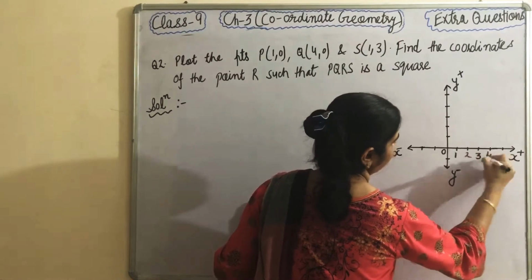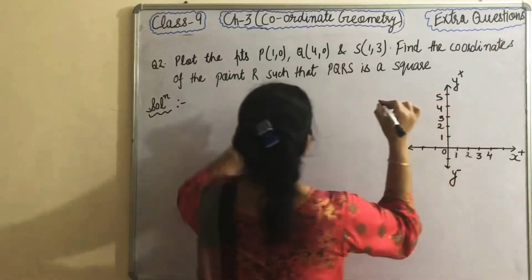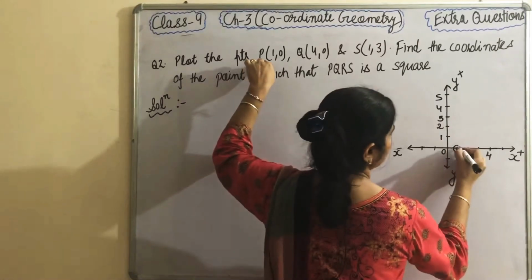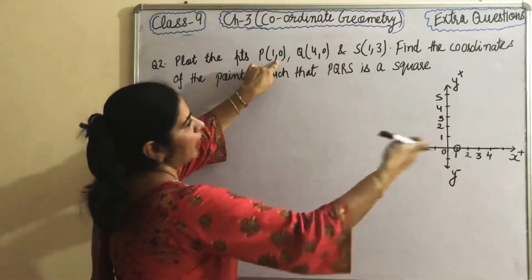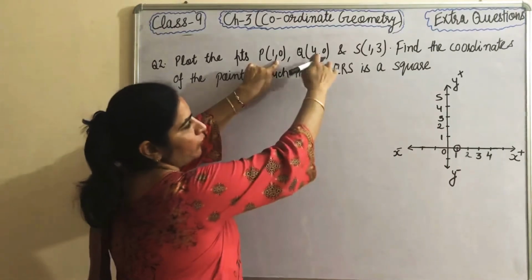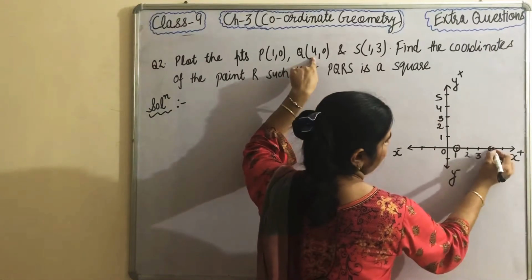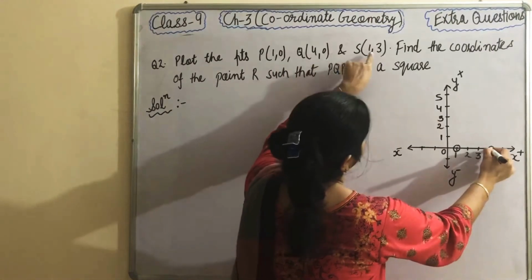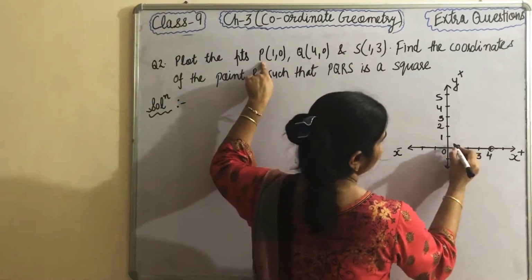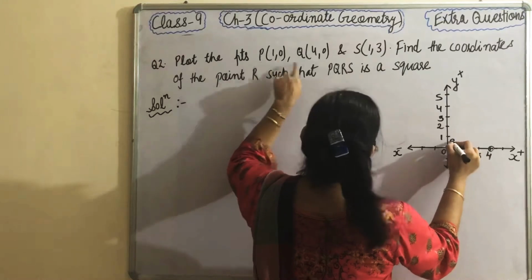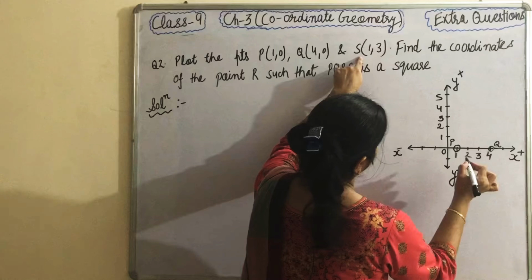Here the first point is (1, 0), which is P. The second point is (4, 0), because the ordinate is 0, so it will lie on the x axis. The next point is given as S, which is (1, 3). The first point is named P, the second point is named Q, and the third point is given as S, (1, 3).